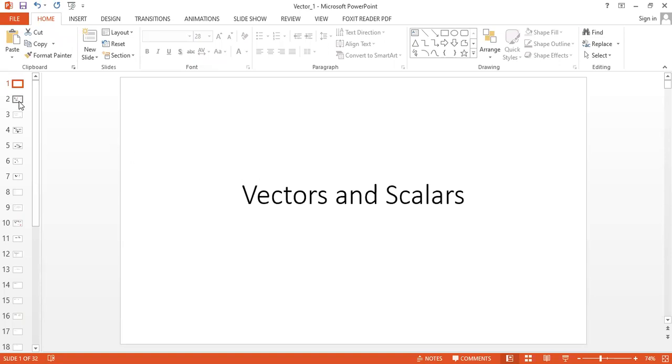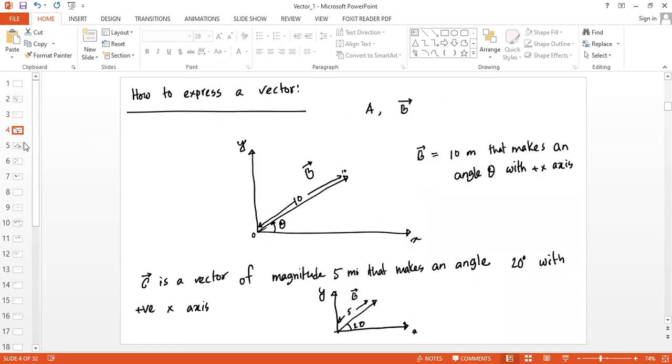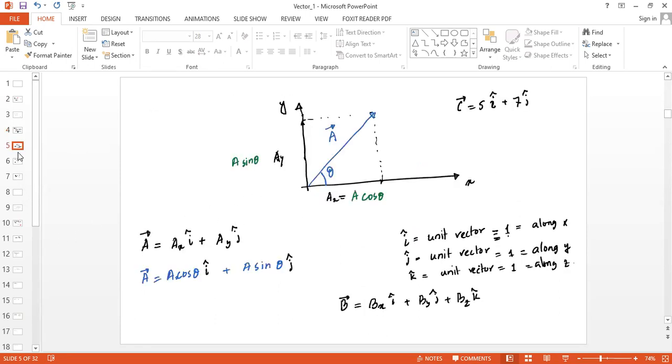A short recap: in our previous class we discussed the definition of a scalar and vector quantity, and we described how to express a vector mathematically. If you want to express a vector, you need two things: one is the magnitude, and the second is the direction. Then I discussed how to express a vector using unit vector notation, which uses i, j, k.